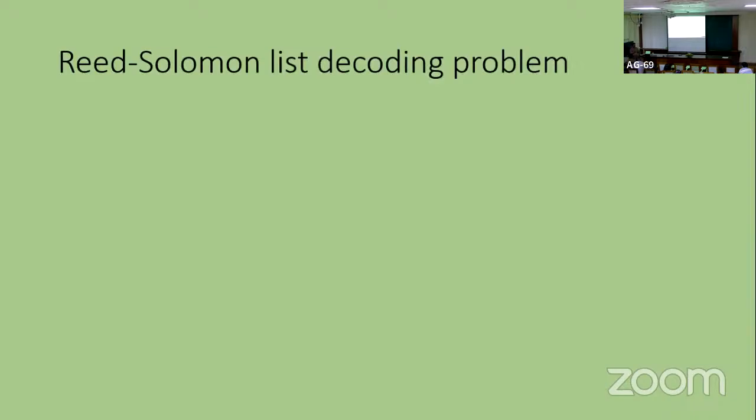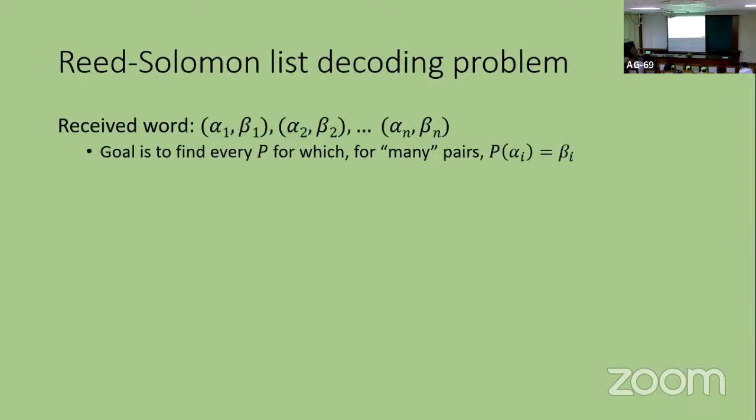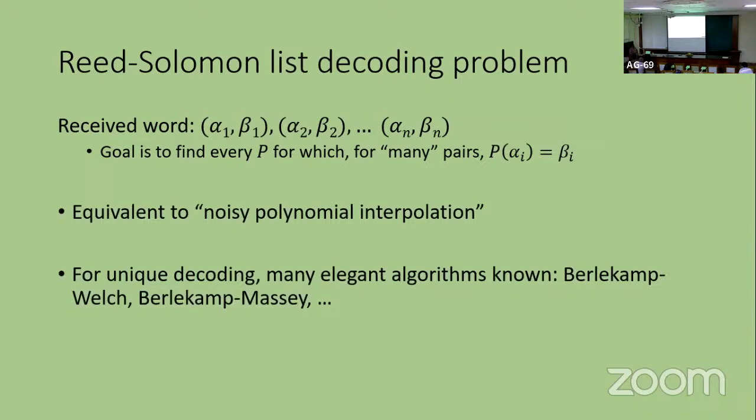So before we go to that, what is the Reed-Solomon list decoding problem? The received word is some alpha 1, beta 1, alpha 2, beta 2, some n collection of pairs. And purportedly, there is some p, or many p, for which, for many pairs, we'll quantify this later, p of alpha i is equal to beta i. And we want to find every such p. If you forget all about codes and just look at that problem, that is equivalent to noisy polynomial interpolation. And for unique decoding, there are many algorithms going back many decades: Welch-Berlekamp, Berlekamp-Massey, and so on.